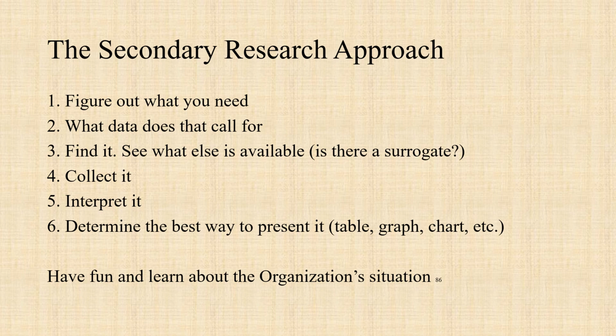So perhaps you can't find the actual number of units sold, but you might be able to find total sales. And then if you know what the average retail price is, you can back into the number of units sold. You need to find out what's available. You need to find that data, and then you need to collect it. Then you need to be able to interpret that data and determine the best way to present it to readers of the market research report. Would it be better in a table, a graph, a chart, etc.?